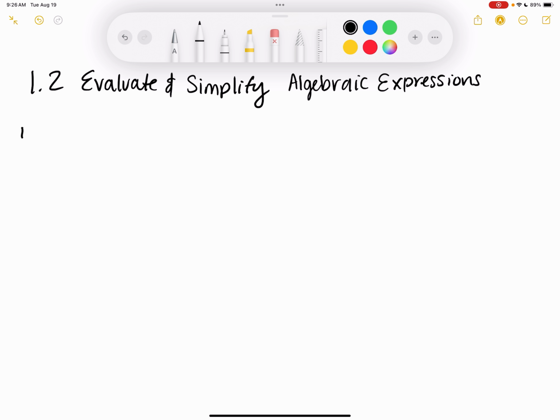So number 4, these ones just say to evaluate the power. So 2 cubed is just 2 times 2 times 2, which is what? 8.